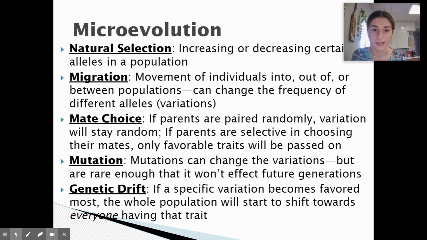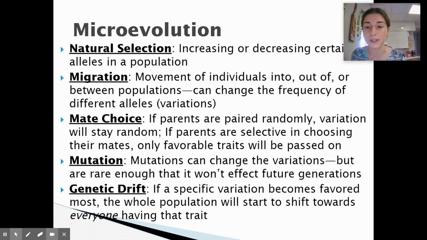Next, we have mate choice. If parents are paired randomly, the variation will stay random. So if we randomly put things together, then they will be random. For example, if you randomly have a bag of M&Ms and randomly pick out colors, it will stay random. The colors that you get will stay random because you were randomly picking them.